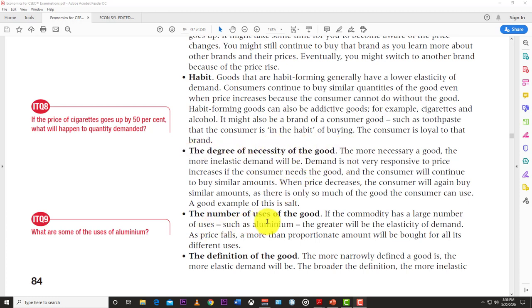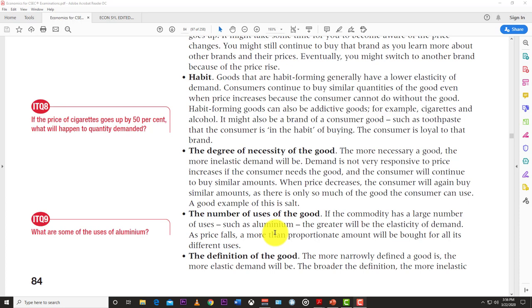And then you have the number of uses of the good. If the commodity has a large number of uses, such as aluminum, the greater will be the elasticity of demand. As price falls, a more than proportionate amount will be bought for its different uses. So they're saying here, if you're accustomed to buying, let's say, aluminum foil, and the price of aluminum foil falls, all of a sudden you're going to end up buying more. You might buy two or three rolls instead, because you have multiple uses for this particular product.